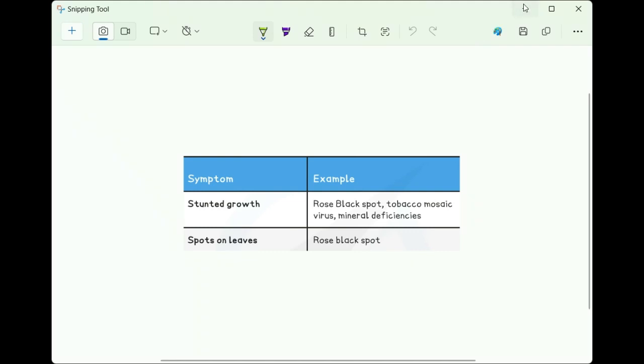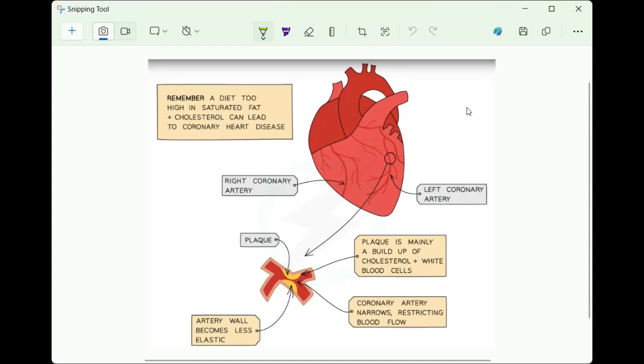So plant diseases normally cause spots to grow on the plant. This means there'll be less chlorophyll, which means less photosynthesis, which means stunted growth. The last two diseases you need to know are HIV and coronary heart disease. So HIV kills your white blood cells, which leads to AIDS, which means your immune system is fully compromised.